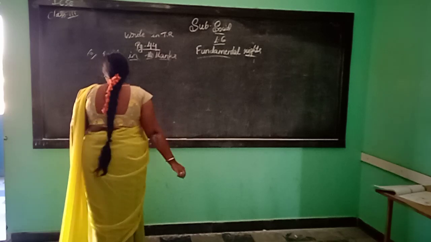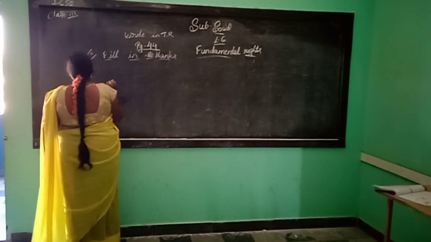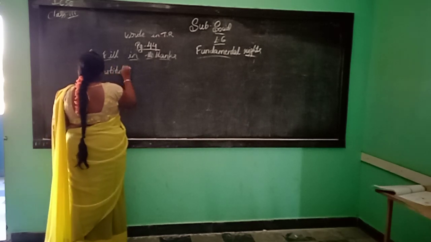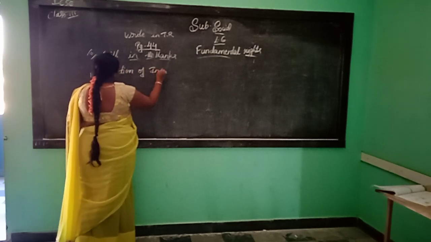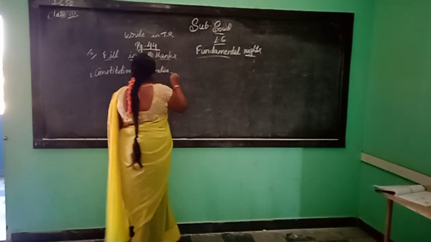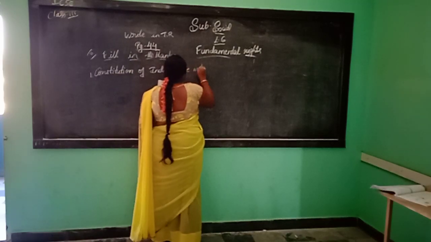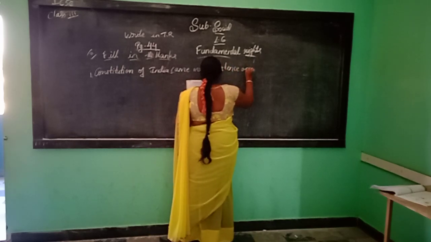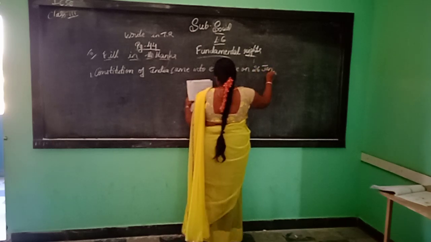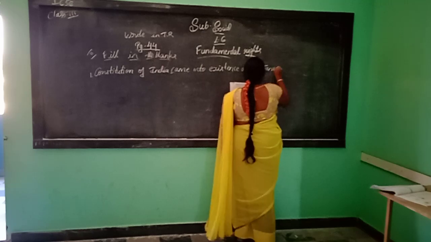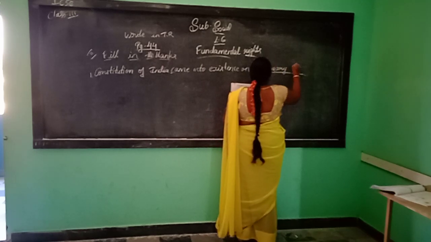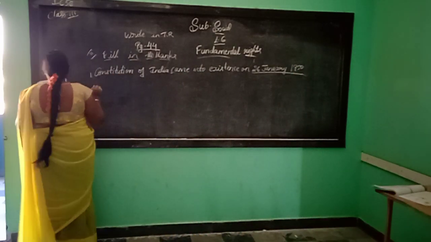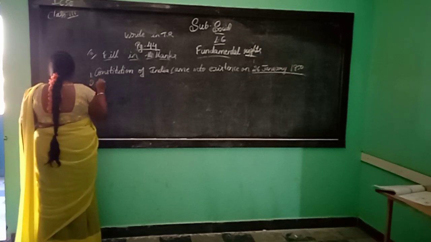Second in your textbook. Constitution of India came into existence on dash. On when? 26 January 1950. Next is the fundamental rights are dash in character, social and political in character.